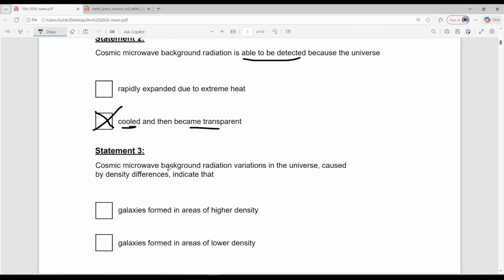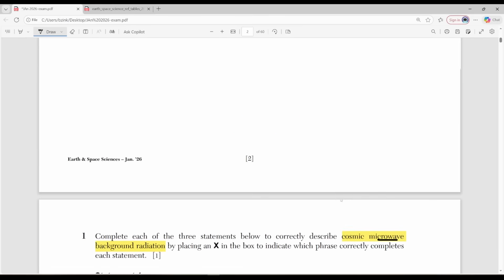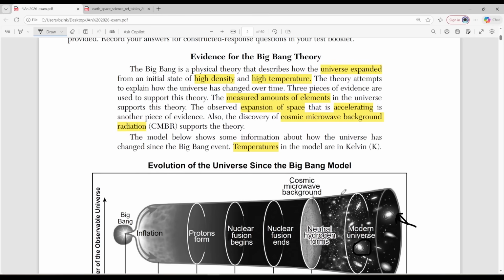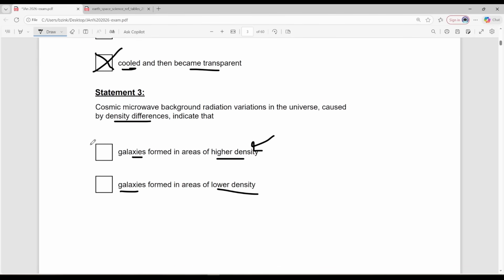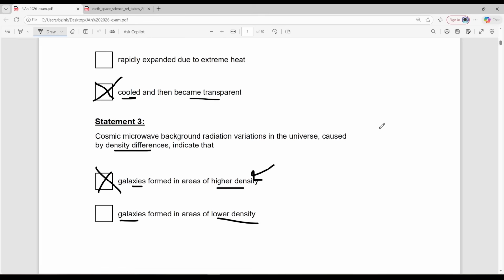And then it's saying cosmic microwave background variations in the universe caused by density differences indicate that what? So do we want galaxies to form at high density or galaxies to form at low density? We're definitely going to want the galaxies to form at high density. The spiral galaxies up here, they need a lot of material to form. So yeah, we're going to want a lot of dense material to get those galaxies to form. So that was question 1. A little tricky. I like to rate these on a scale of 1 to 10, so I would say this question is a solid 5.